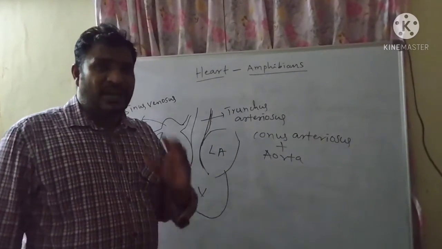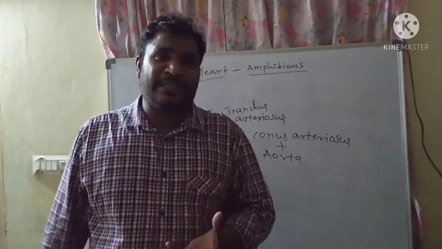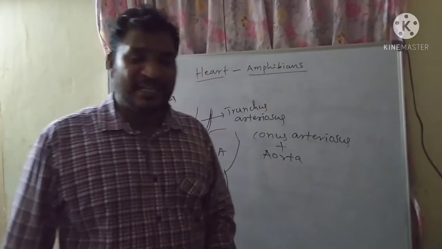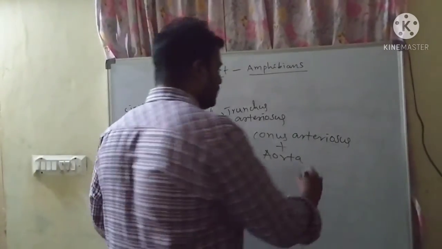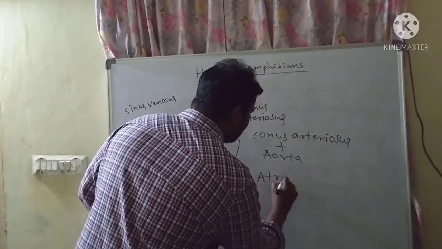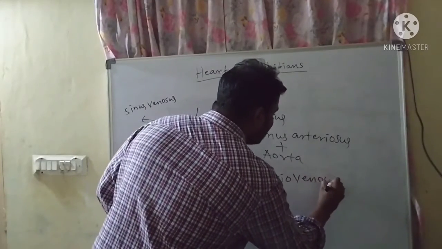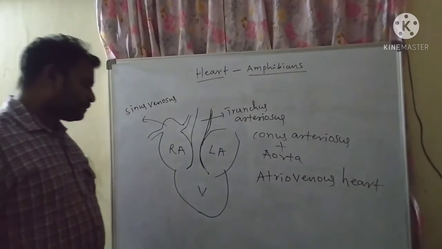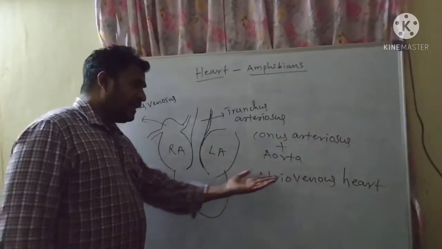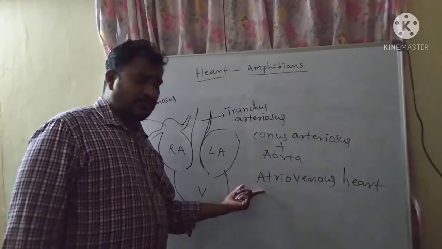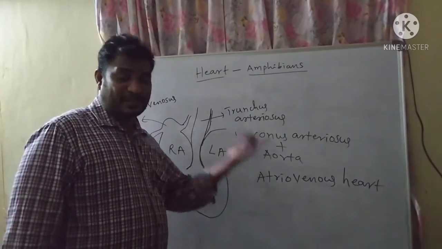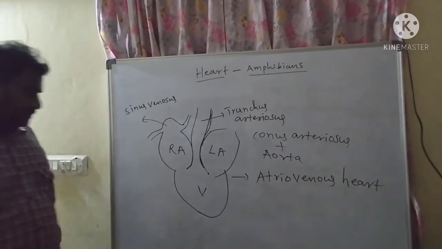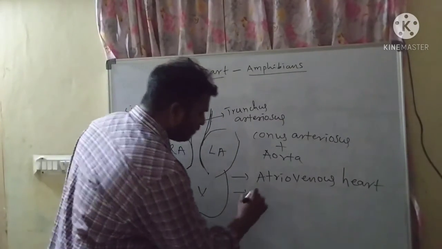That's why the heart which transports mixed blood to the body parts is known as a atriovenous heart. So the heart of the amphibians is called atriovenous heart. Why is it called atriovenous heart? Because it pumps the mixed blood to the body organs. That is one thing. At the same time, it is also called a double circuit heart.